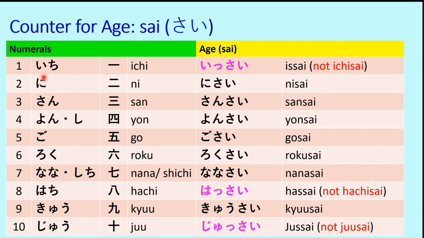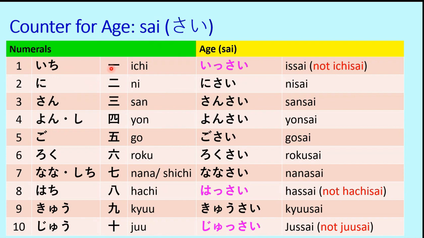Now let's take a look at the numerals table. On the left side, we have the numerals which are very familiar to us. Ichi, ni, san, yon, go, roku, nana or shichi, hachi, kyu, and ju. So this is numerals 1 to 10. And on the right side, we have the corresponding words for the counter for age. That is, if it is 1 year old, what will be the corresponding word in Japanese? If it is 2 years old, what will be the word? So this is the matching table.